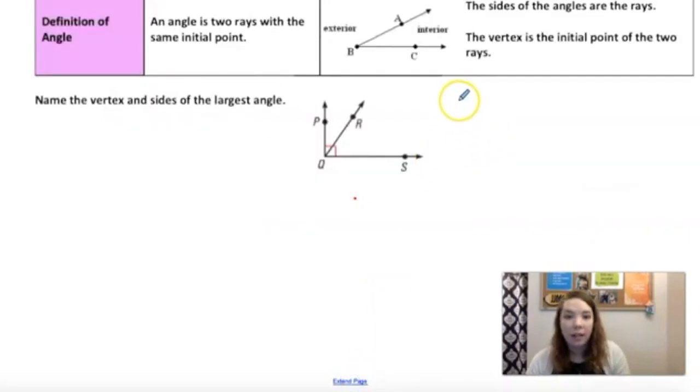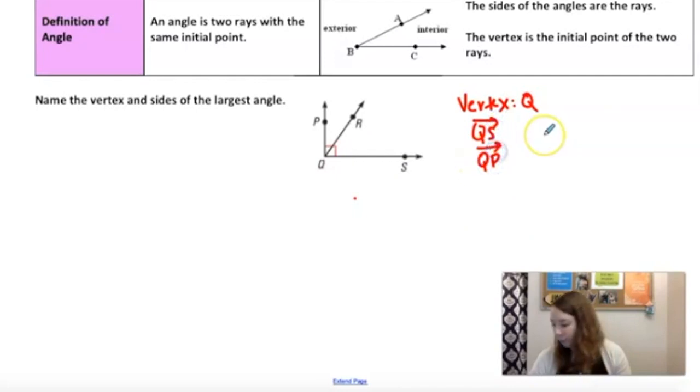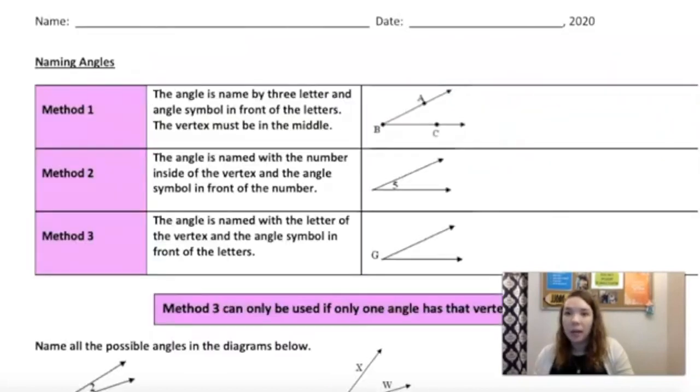So our vertex is the point Q, which is a capital Q. And then the sides, we would have ray QS and ray QP. And they have to start with Q because that's your initial point, or in this case, in an angle, our vertex. All right, so next page, naming angles.